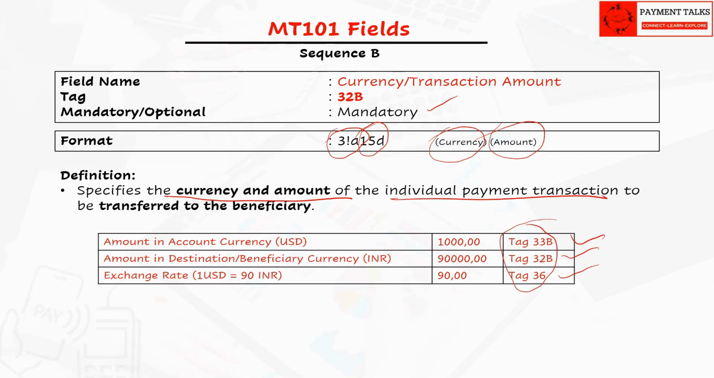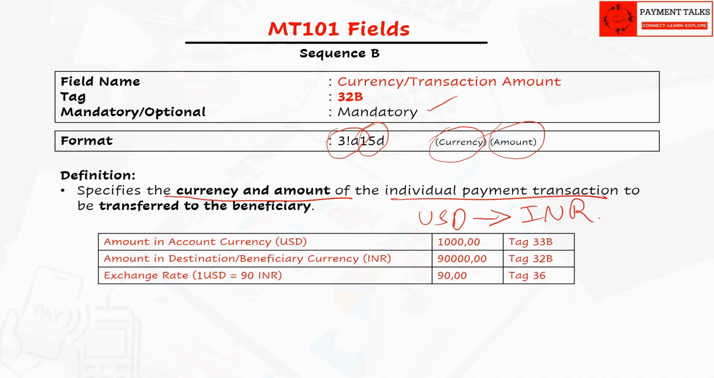tag 32B. We will also touch on the field 21F. If you have ever done a cross-border payment, then it is easy to understand. Still, I will try to simplify this concept. Imagine you are trying to send USD from the USA to your friend in India, to an INR account. The exchange rate is 1 USD equal to 90 INR.